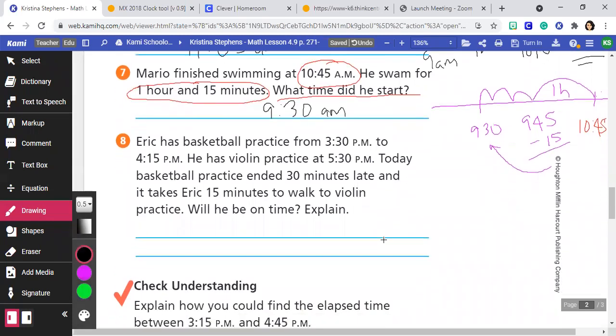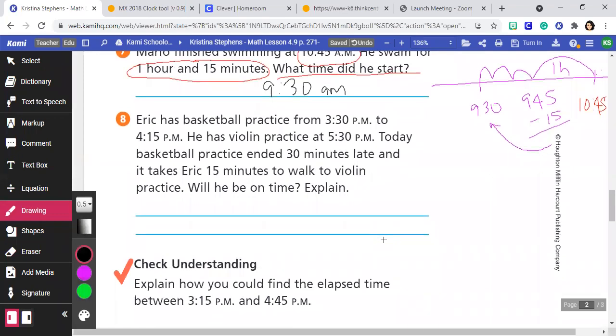Number 8. Eric has basketball practice from 3:30 p.m. to 4:15 p.m. He has violin practice at 5:30 p.m. Today, basketball practice ended 30 minutes late, and it takes Eric 15 minutes to walk to violin practice. What time? Oh, no. Will he be on time? Explain. I started to read that wrong.